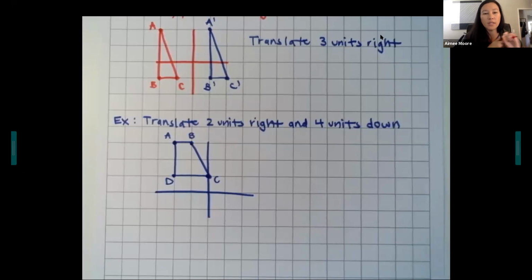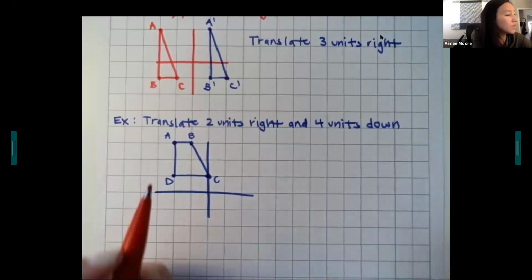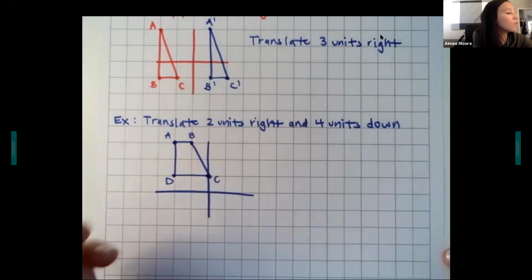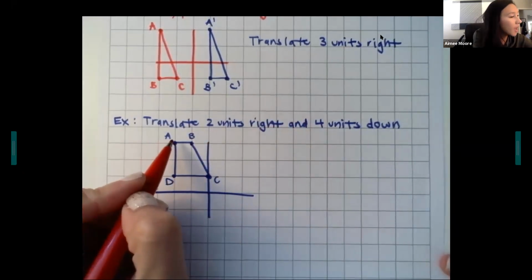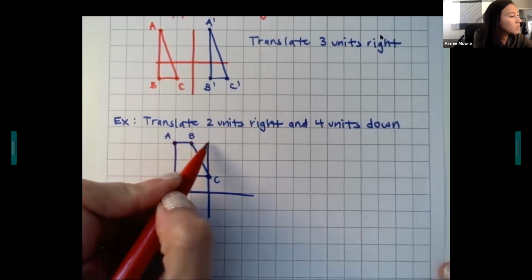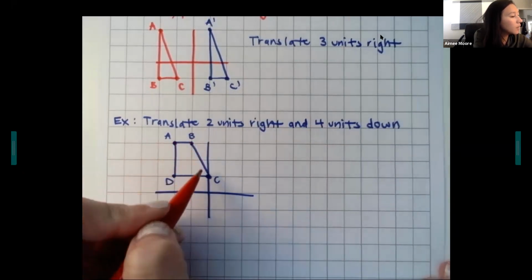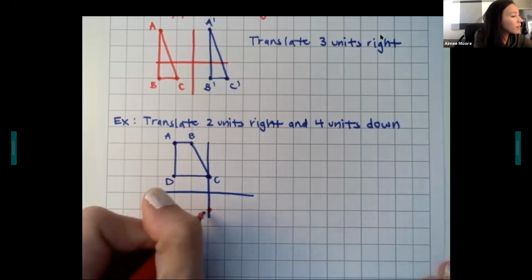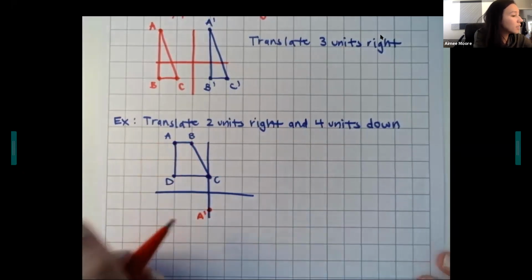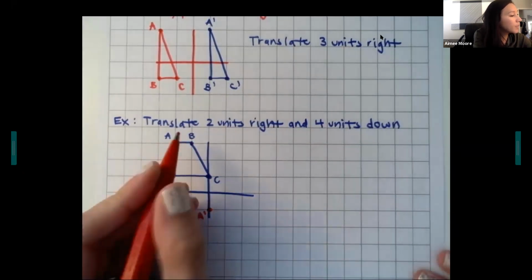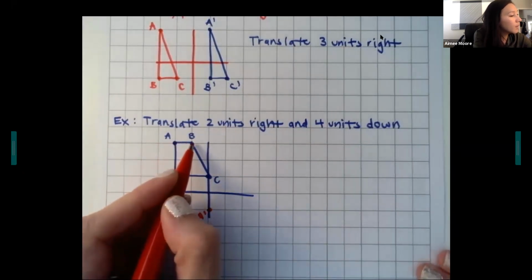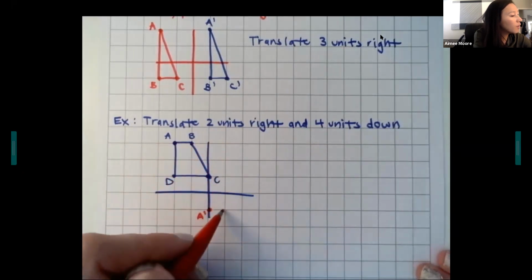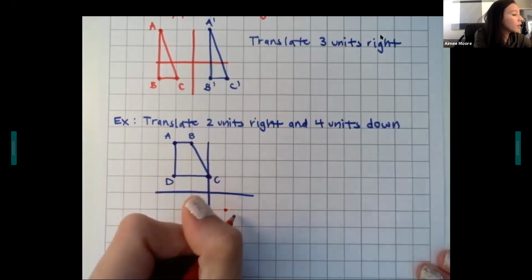Okay, so if we're going to translate 2 units right and 4 units down, that means every point is going to go 2 units right and 4 units down. So we'll start with A, and we'll go 1, 2 units right, and 1, 2, 3, 4 units down. That's our translated A. Then B, we're going to go 1, 2 right, and 1, 2, 3, 4 down. There's B prime.